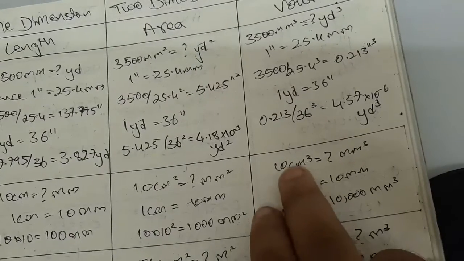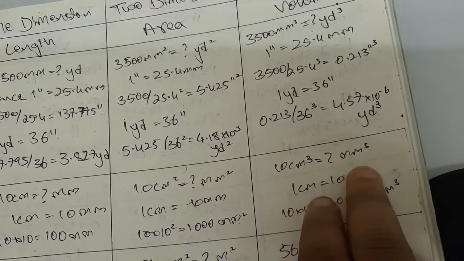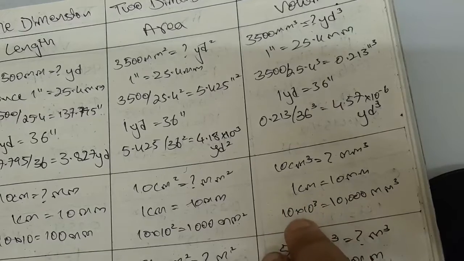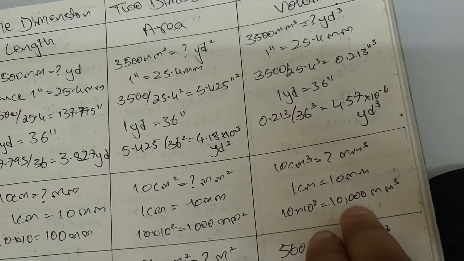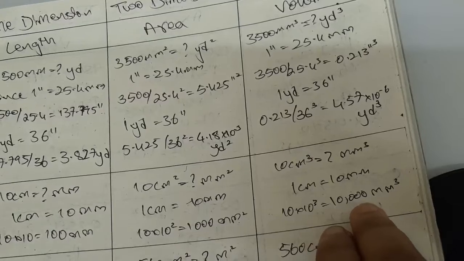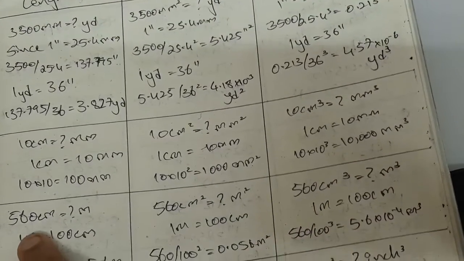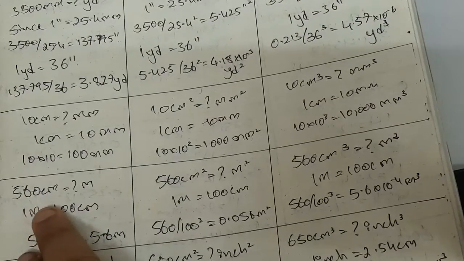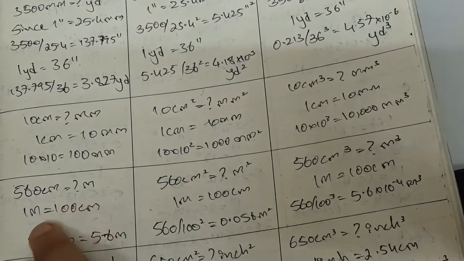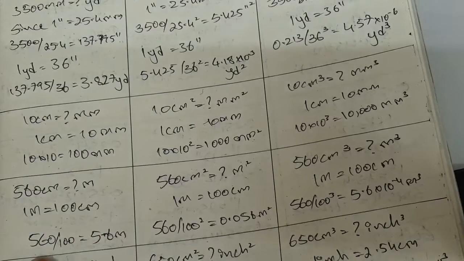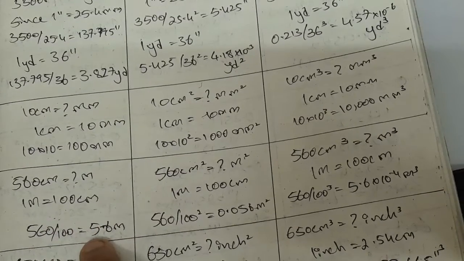Now 10 centimeter cube is equal to how many mm cube? Now since 1 centimeter is equal to 10 mm, 10 into 10 cube gives us 10,000 millimeter cube. Coming to our next problem, we have 560 centimeter is equal to how many meters? Now since 1 meter is equal to 100 centimeter, 560 divided by 100 gives us 5.6 meters.